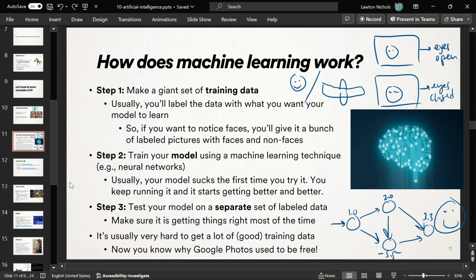Honestly, the hardest part is step one. It's usually very, very hard to get a lot of good training data to be used. And so now you know why a lot of services are free that shouldn't be free.